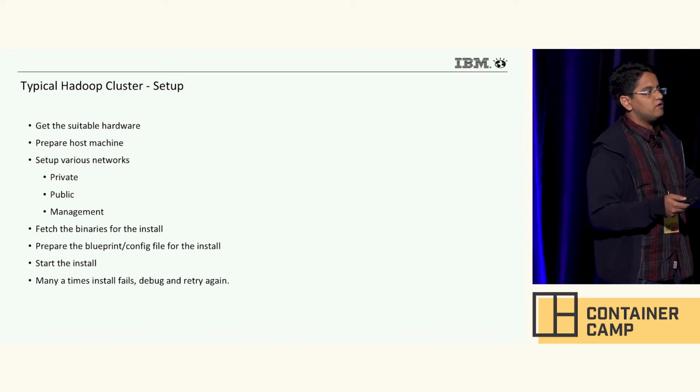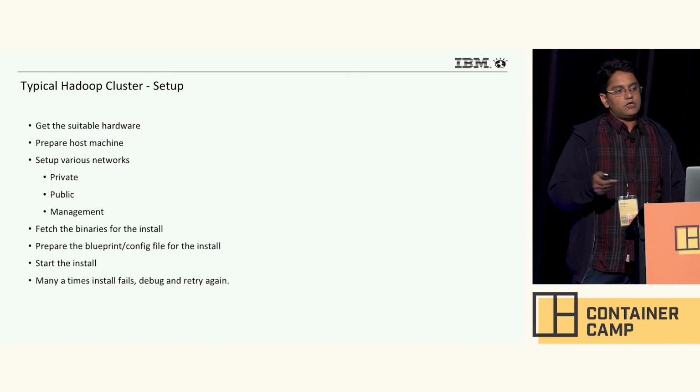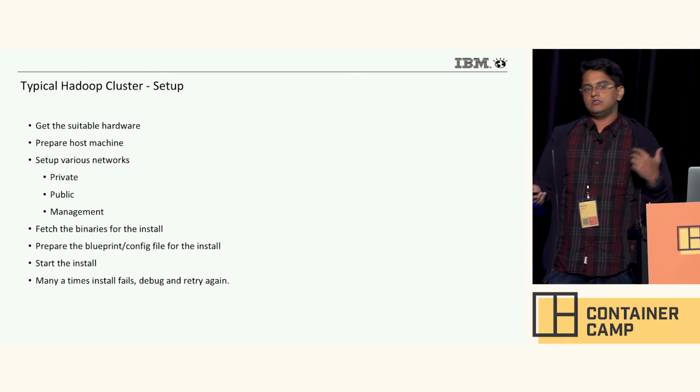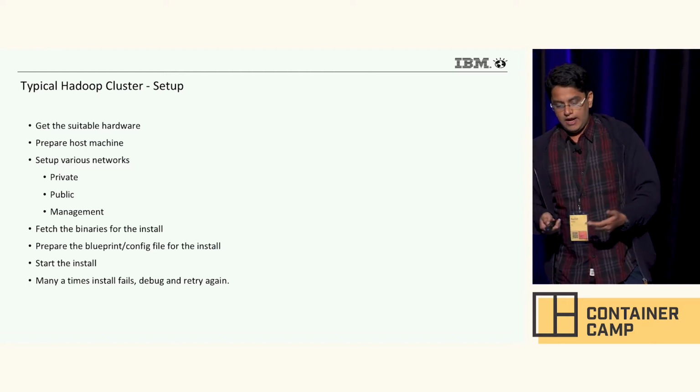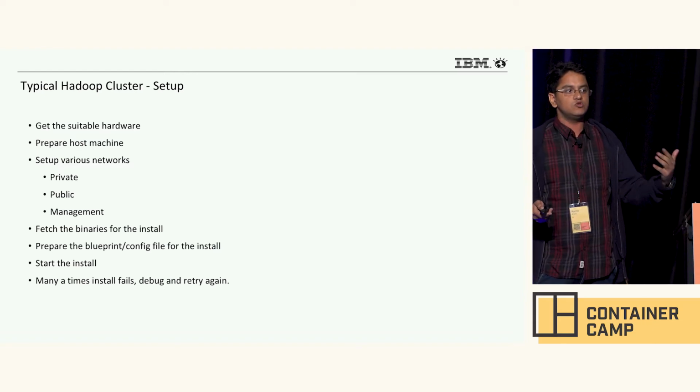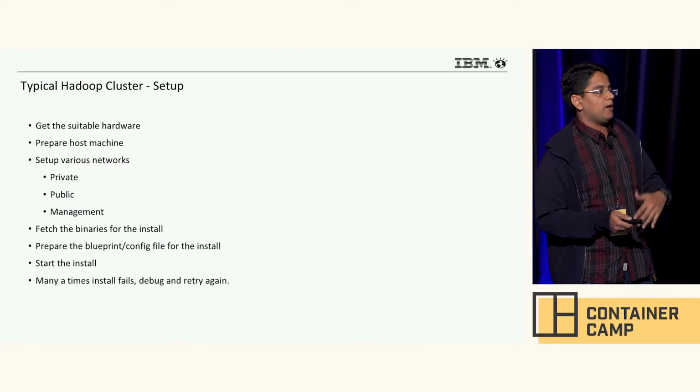One is the private network, where your inter-cluster communication happens. There is a secured public network which is used to reach your cluster, and there is a management network which is used by your ops to do upgrades and patching.